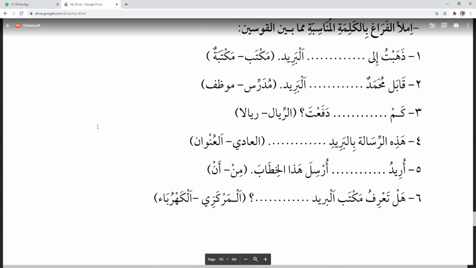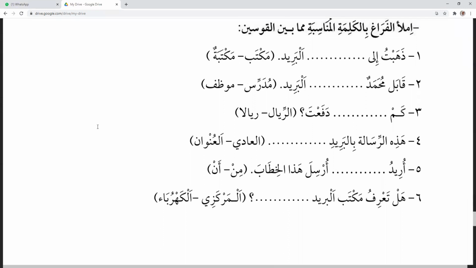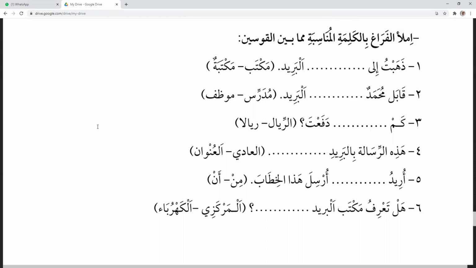Fill in the empty spaces with an appropriate word from between the brackets. "ذهبت إلى مكتب البريد." "قابل محمد موظف البريد." Qabala means met. It should be "الموظف", right? Because it's the object.